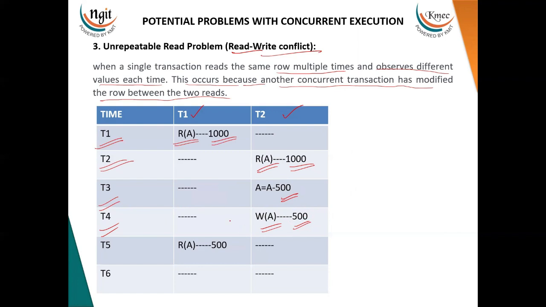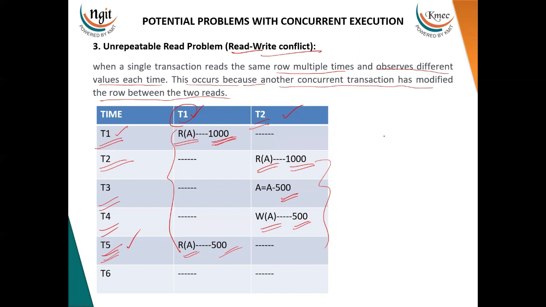the remaining amount of 500 rupees is stored in the database. Clear? So this happens at which time interval? At time interval 4. And before T2 performs a commit, T1 at time interval T5 performs a read operation on the same account. So previously at time interval T1, 1000 rupees was shown to T1. At time interval T5, 500 rupees is shown. So why does this happen? This occurs because another concurrent transaction has modified the row between the two reads. Between these two reads, the T2 transaction has modified the account.